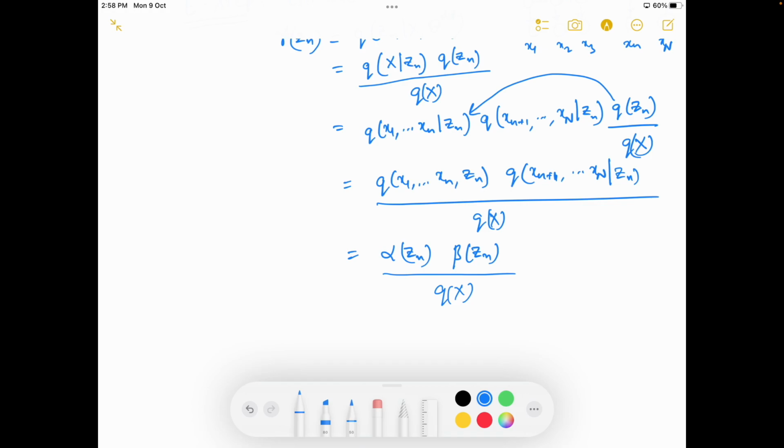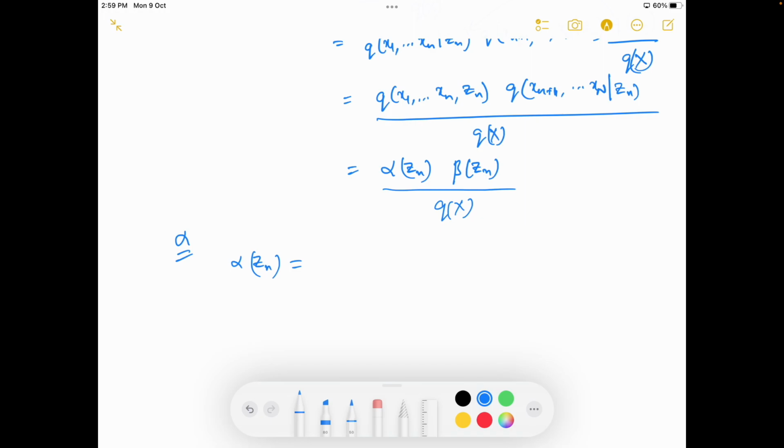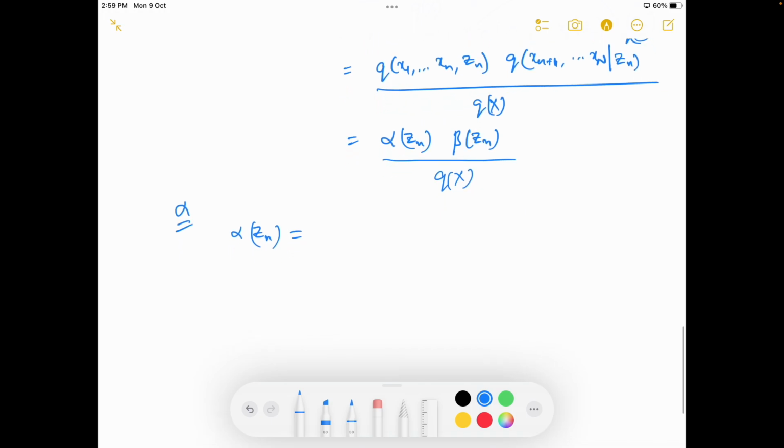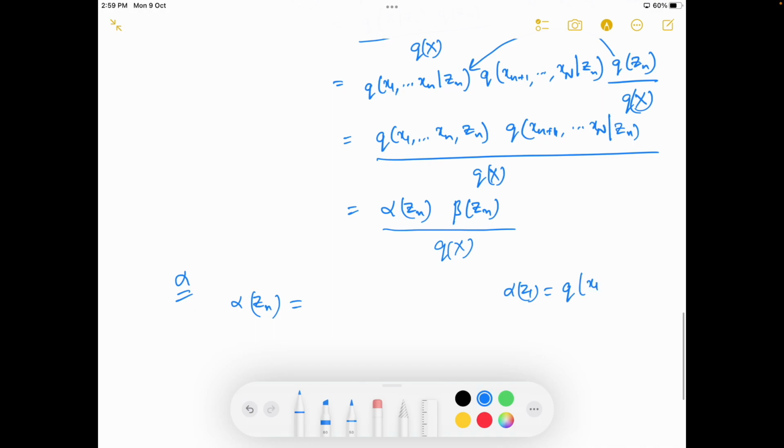Now let's see what is this alpha Zn. I want to compute this term. I don't know how to compute this term in the inference problem, so let's focus on this term now. Alpha Zn is defined as Q of x1 to xn comma Zn. Now, how we compute alpha Zn? We do it in an iterative fashion. First tell me what is alpha Z1? It's simply Q of x1 comma Z1.